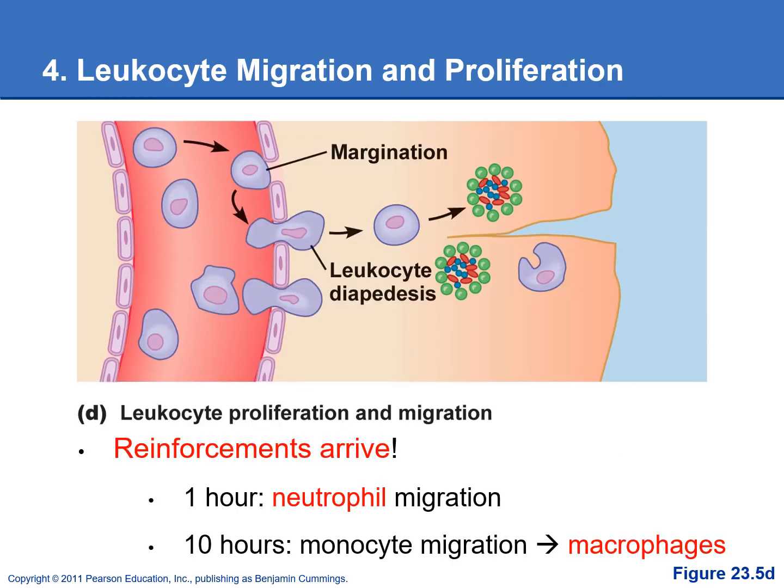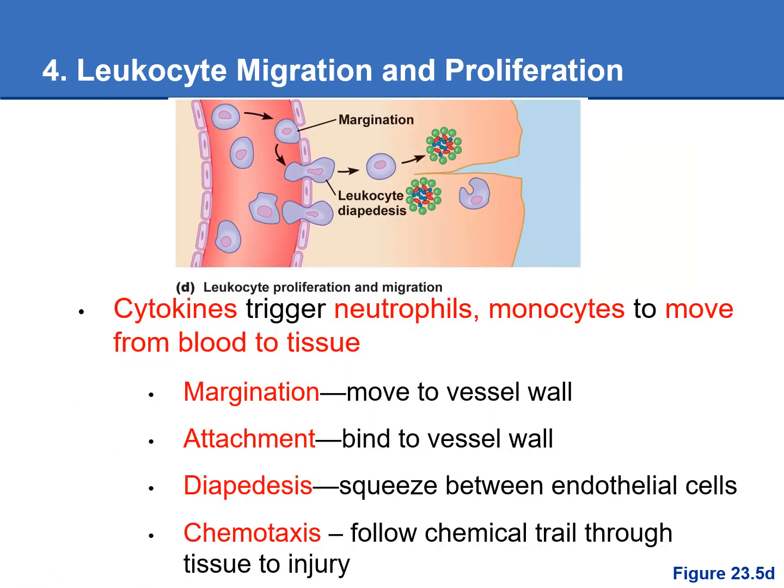And now finally reinforcements arrive. Neutrophils are always the first ones to arrive, and then macrophages will come in a little bit later. So you've had to make more of these in the bone marrow, and now they're finally arriving. So we need to make sure that the macrophages and neutrophils that are arriving know where the injured area is and know where to stop and leave the blood and get out into the injured area.